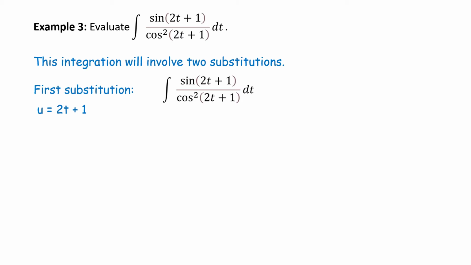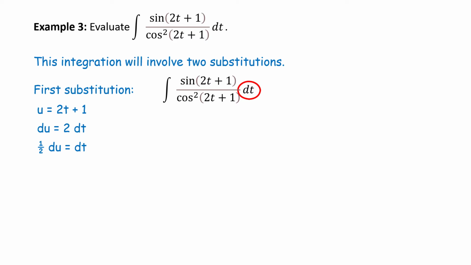Proceeding to take the derivative of u, we have du, and the derivative of 2t plus 1 will have 2 dt. Our original integral has dt. Our substitution so far has 2 dt. In order to be able to do a direct substitution, divide by 2 on both sides so that 1/2 du equals dt. Let's make substitutions.